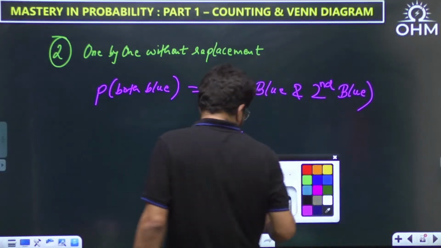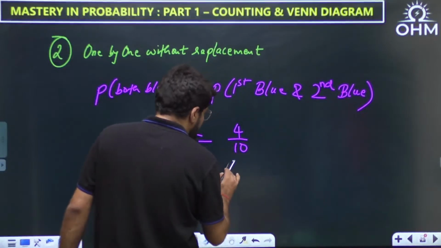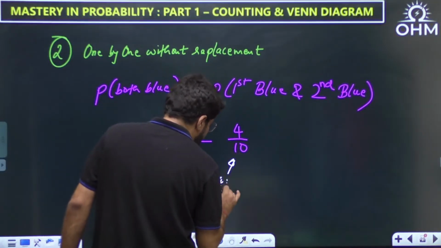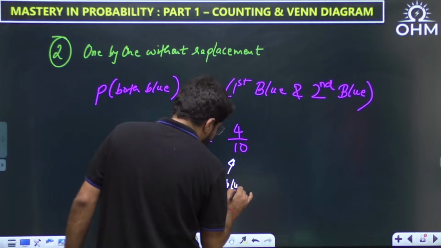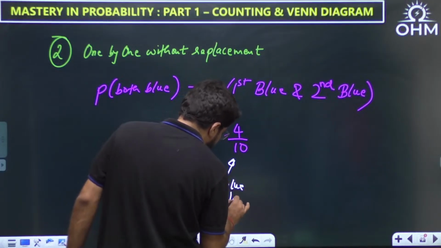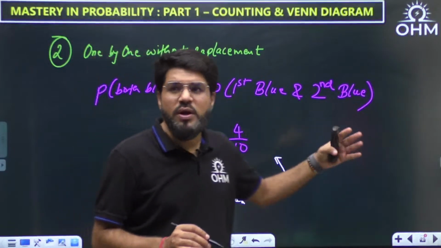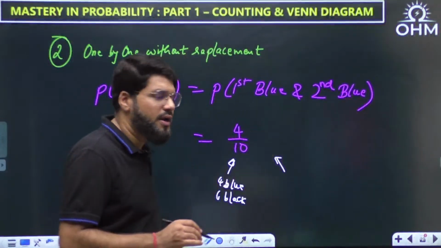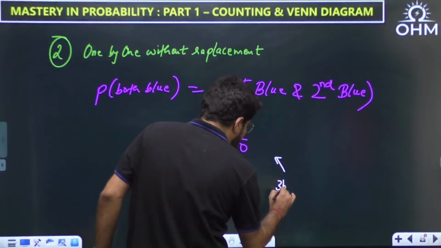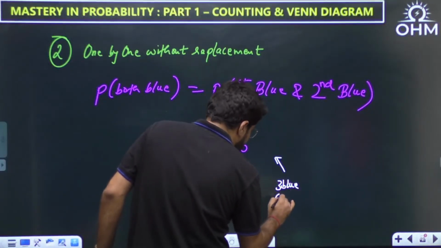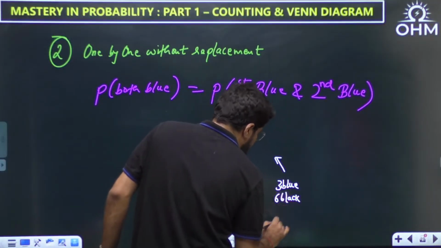So when you are writing this probability, there are 4 blue and 6 black in the bag. But when you're going to write down the next probability, see, already the first ball is blue and you don't replace it back, so it is in your pocket. So how many blues are there in the bag? 3 blues are there, 6 blacks are still there, but total is also 9.